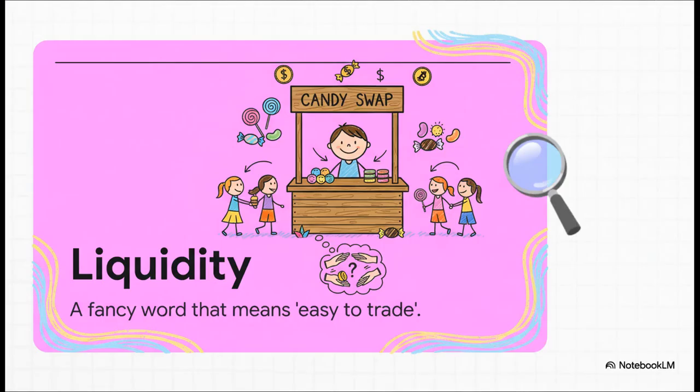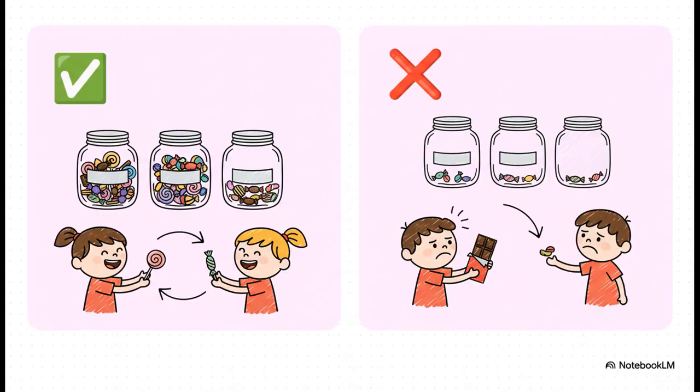And this is where we finally define that big, fancy word, liquidity. Seriously, all it means is how easy it is to trade something. That's it. If it's easy to trade, it has high liquidity. If it's hard to trade, it has low liquidity. Simple as that. So what does that actually look like?